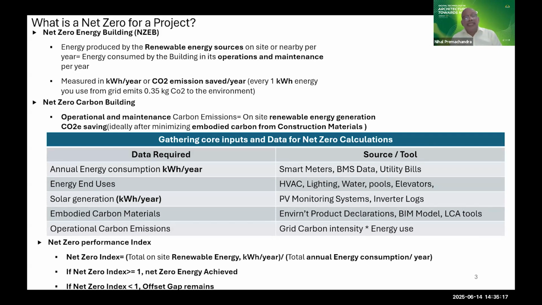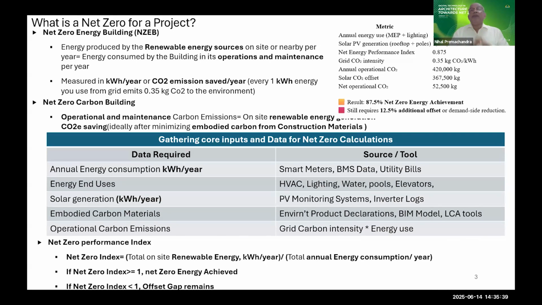Net zero performance index is total on-site renewable energy kilowatt hours per year divided by total annual energy consumption per year. If the net zero index is greater than 1, you are achieving net zero energy. If it is less than 1, of course, you are not achieving it, but there is an offset gap.